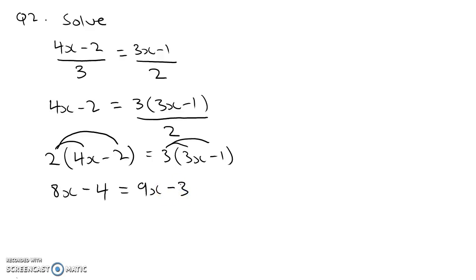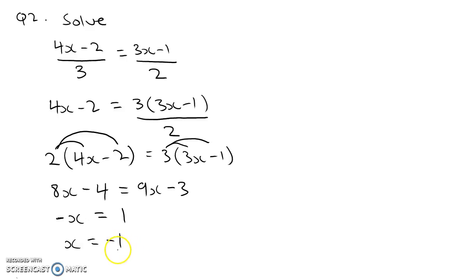Now let's bring all the x's onto one side, onto the left hand side of the equal sign. If I minus 9x from both sides, this will give us minus x equals, and then add 4 onto both sides, that will give us 1. If we've got minus x equals 1, then we can divide both sides by minus 1, and we know that x is equal to minus 1.